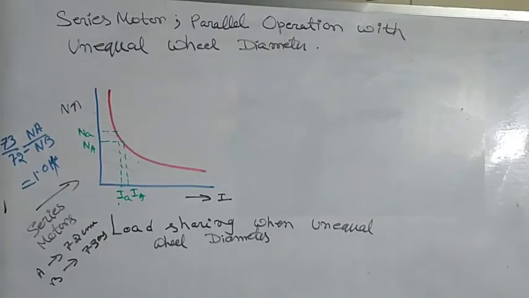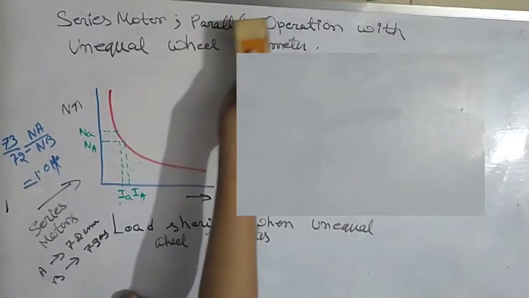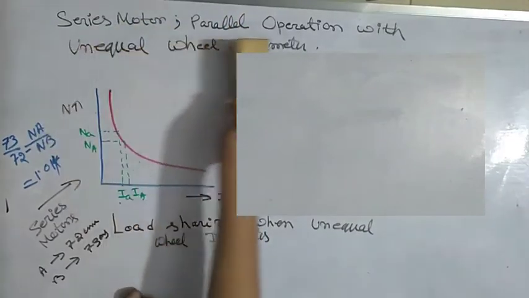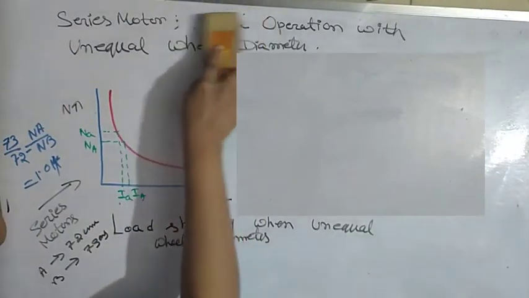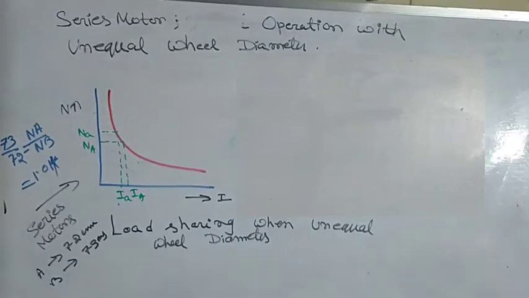Now from this figure it is clear that even though the motors have identical characteristics, the current drawn by motor B is less than motor A, however the difference between the two currents is very small. Next is series motor series operation with unequal wheel diameter.